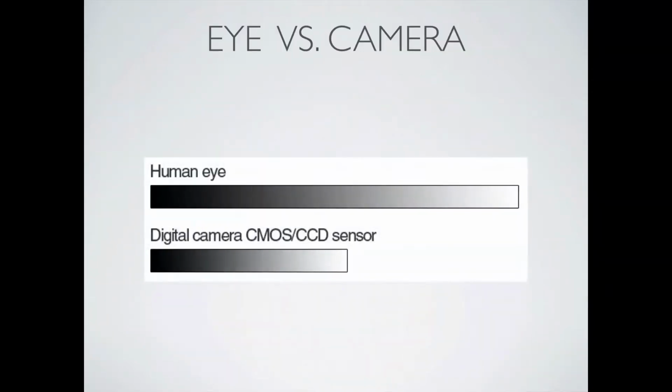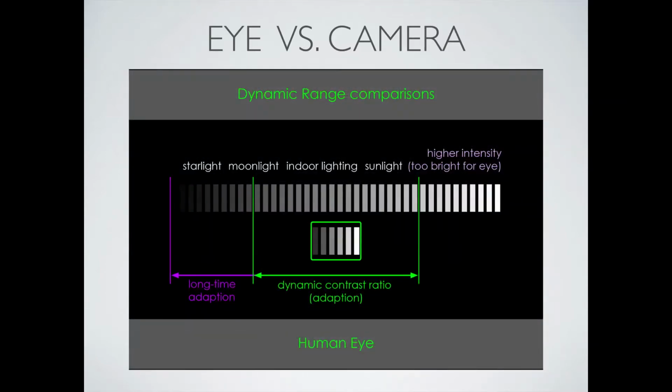So your eye versus the camera. Your eye can see much more than the camera can see in a single capture, as we can see in both of these charts.